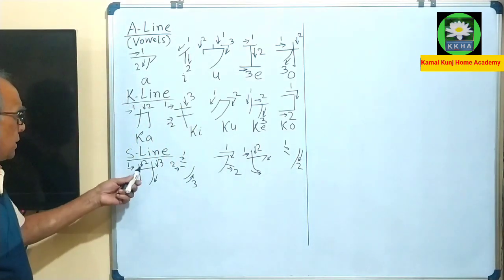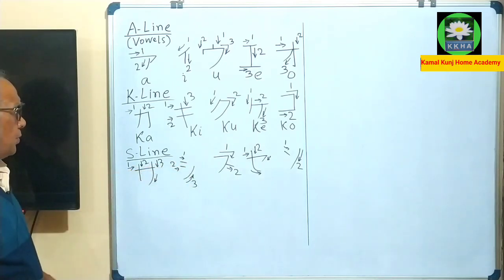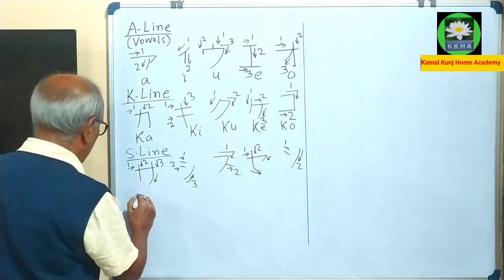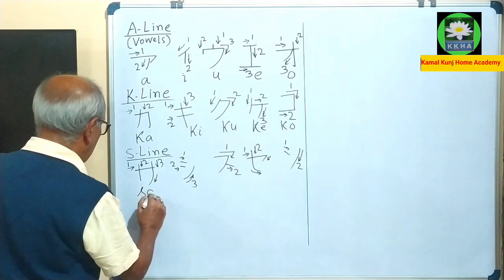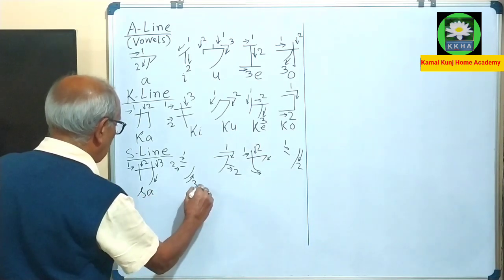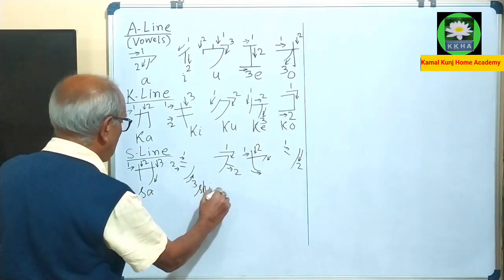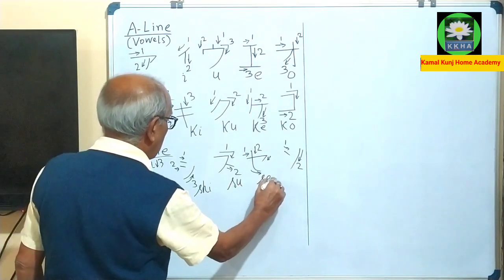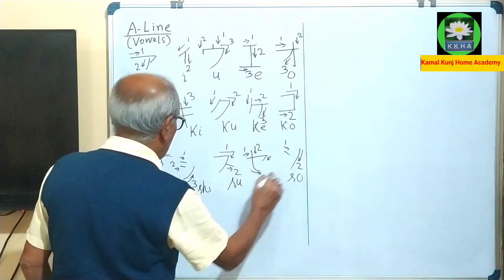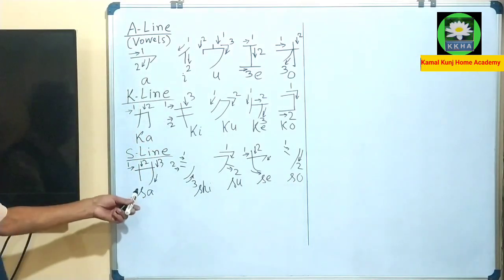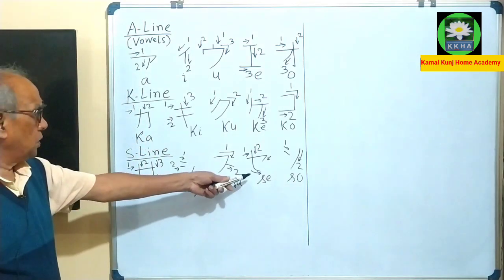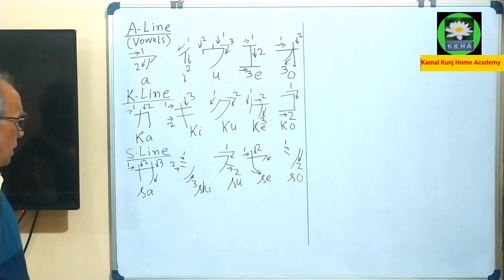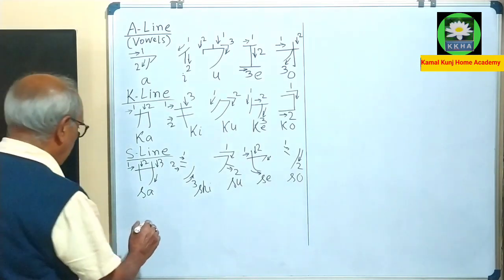So these are S line katakana pronounced as sa, shi, su, se, and so. Sa, shi, su, se, so. Next is T line katakana.